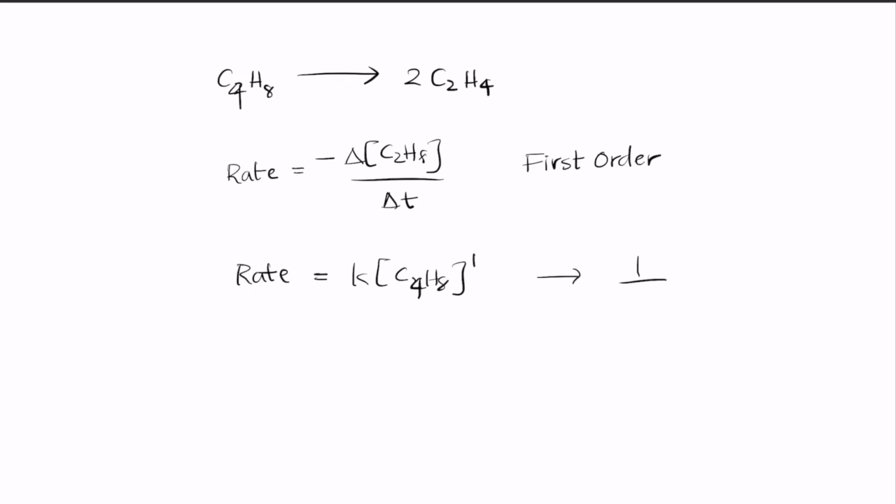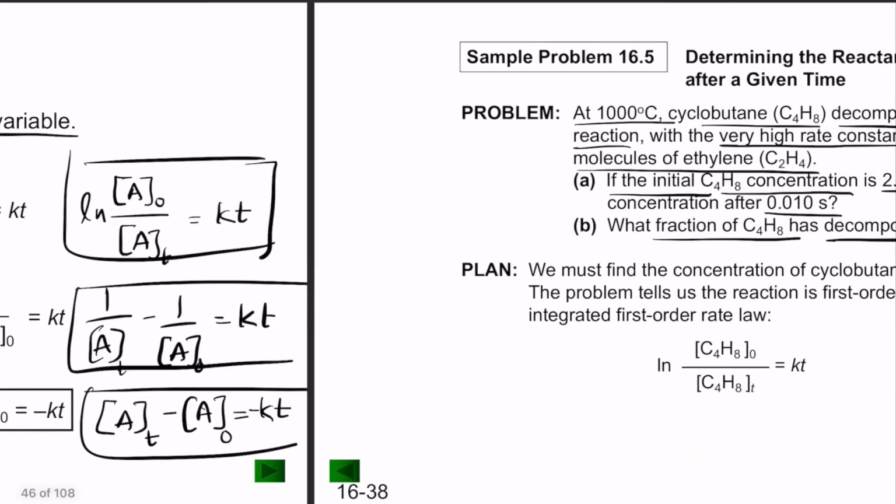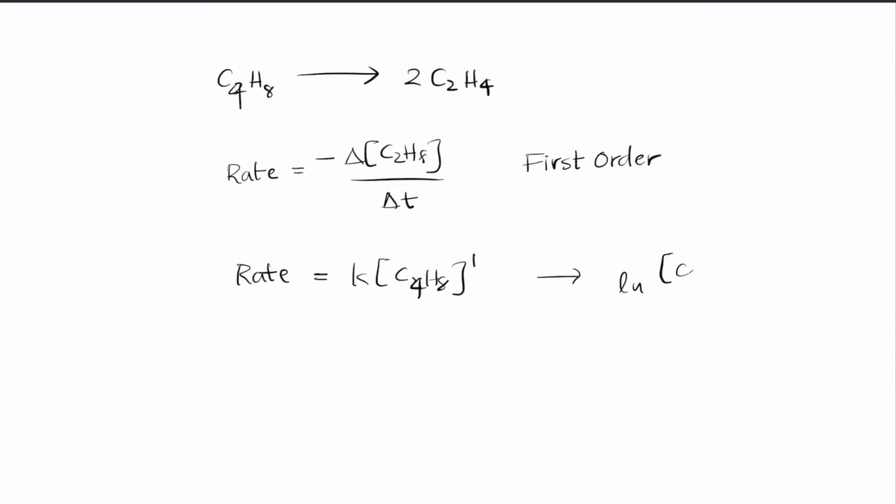Now we know that from the integrated rate law, we can write that for the first order reaction, ln of A0 by At, so it's A0 by At, where A0 here is C4H8 initially by C4H8 at time t, is given as kt. Now in the problem, time is given as 0.010 second. So use that particular principle here.